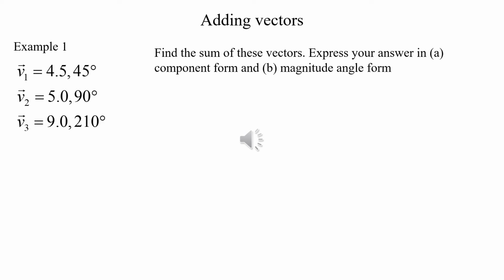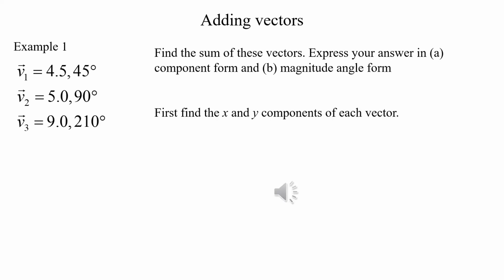Now notice the vectors were all given in magnitude angle form. We cannot add them directly when they are in magnitude angle form. We have to break them into components. So the first step is we'll have to find the x and y components of each of these three vectors. So the first step, we want to find the x and y components of each vector.